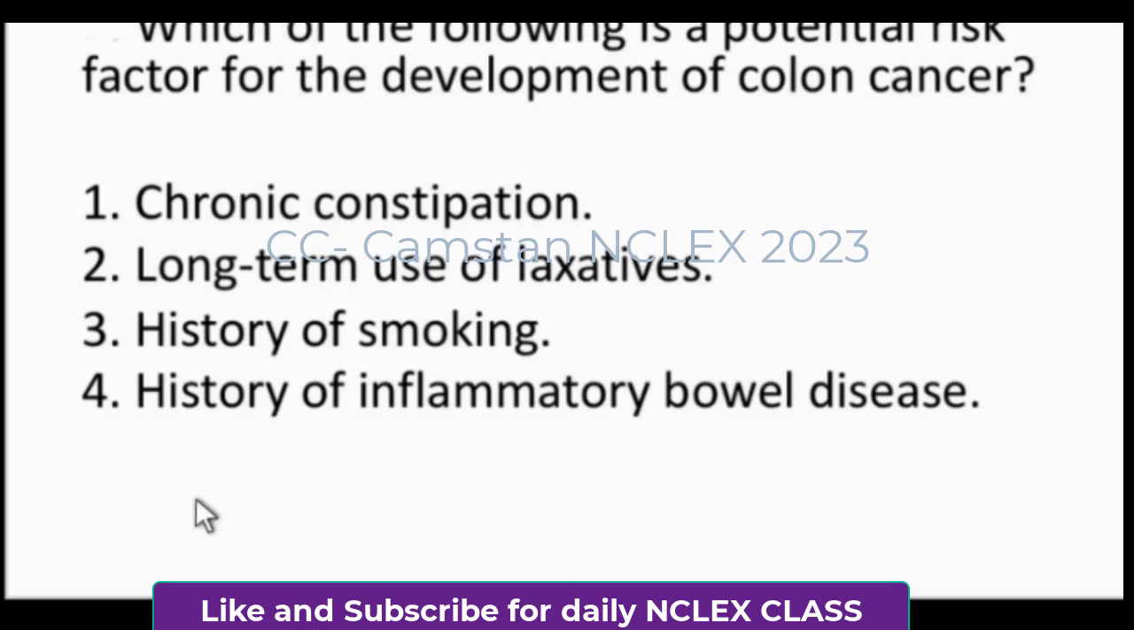We all know what colon cancer is. Do you know what the most common site is? The most common site for colon cancer is the sigmoid colon, and for screening purposes the best modality is colonoscopy.